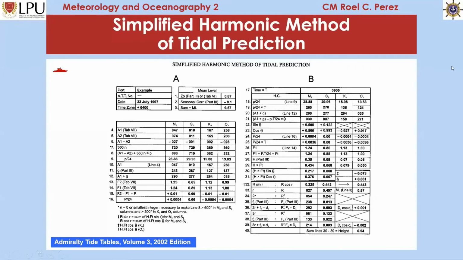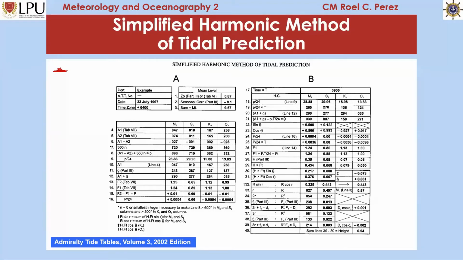Okay, so this is the simplified harmonic method of tidal prediction. The advantage of this one is you can calculate for any time. As you can see, there is already a process in boxes, no?